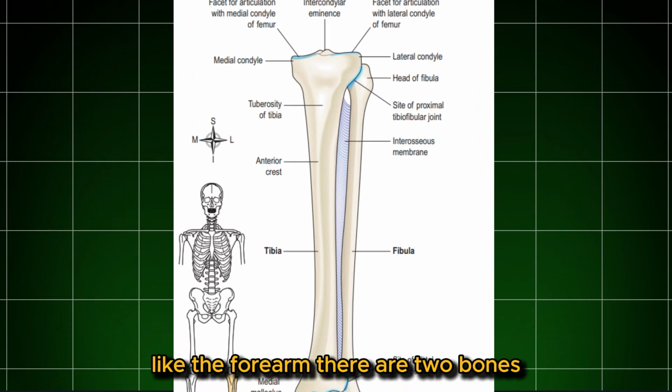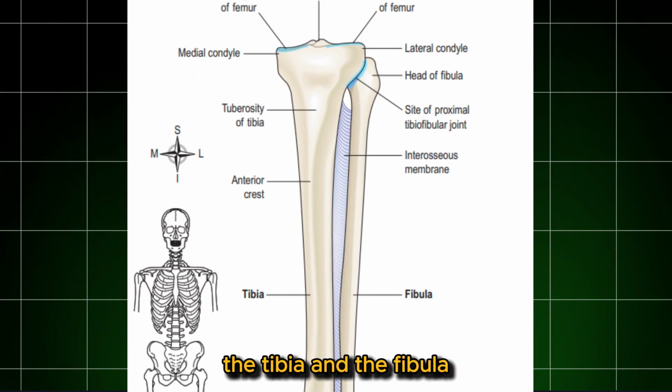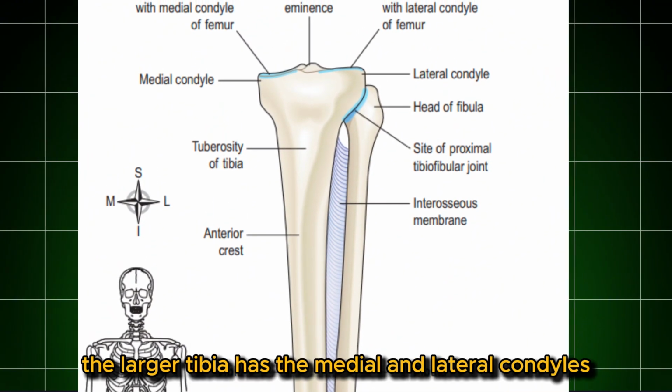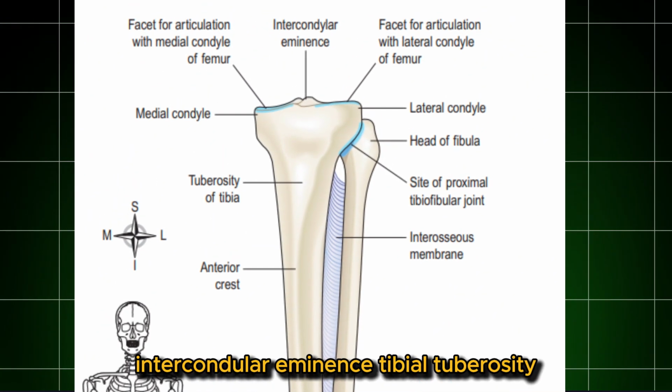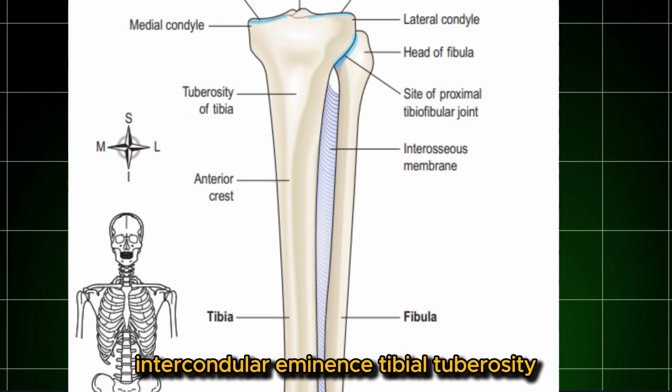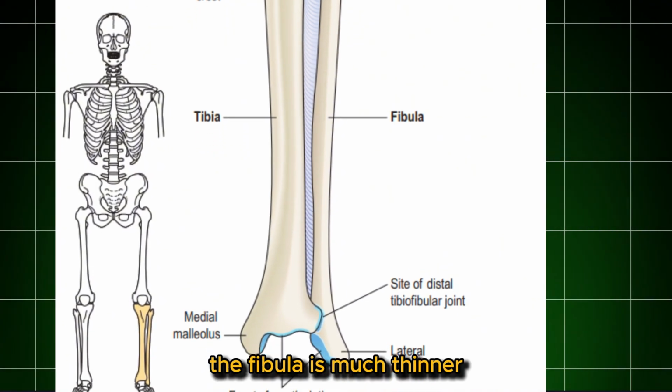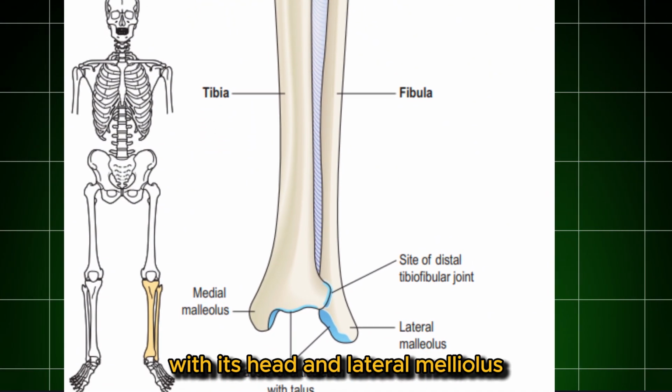In the leg, like the forearm, there are 2 bones, the tibia and the fibula, with an interosseous membrane between them. The larger tibia has the medial and lateral condyles, intercondylar eminence, tibial tuberosity, anterior border, medial malleolus, and fibular notch. The fibula is much thinner with its head and lateral malleolus.